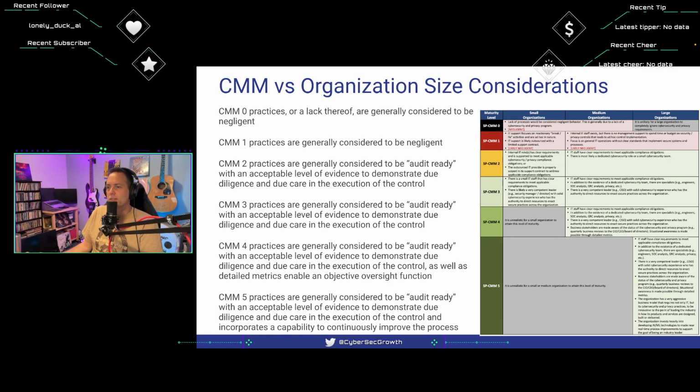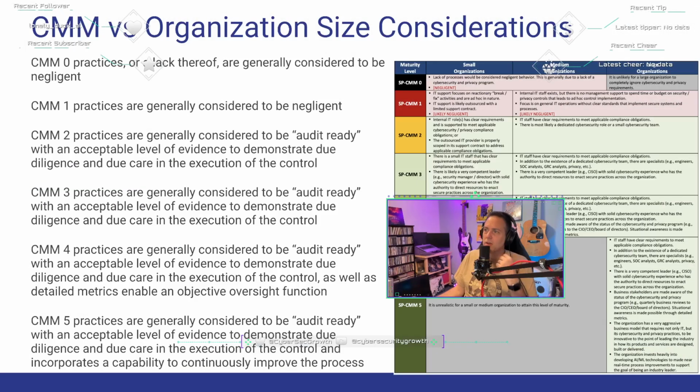It can be argued that CMM2 practices focus more on compliance over security. The reason for this is the scoping of CMM2 practices is narrowly focused and not organization-wide. So CMM2 is kind of your intro to passing the compliance checkbox. That's my take.